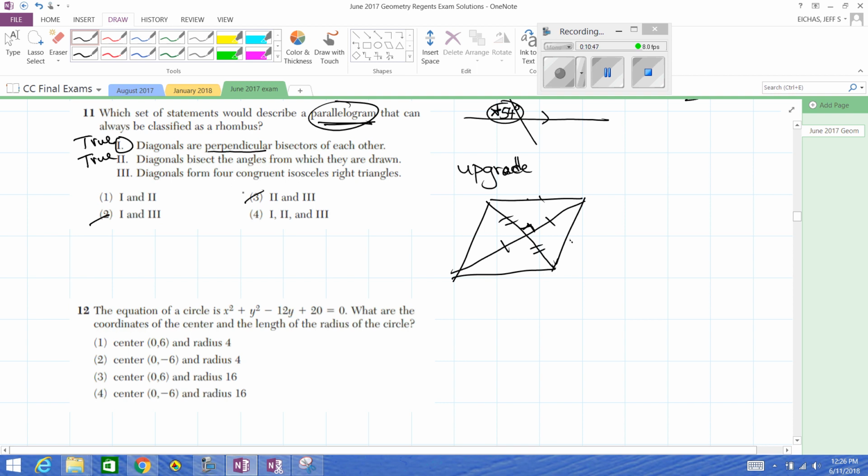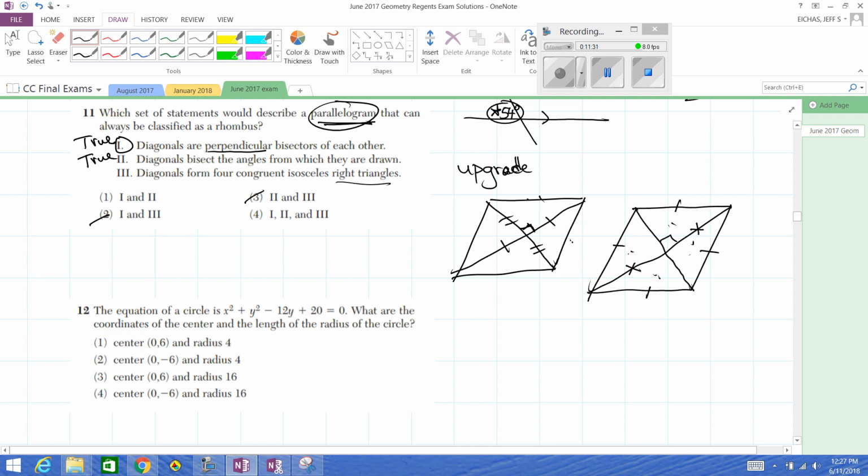Diagonals form 4 congruent isosceles right triangles. Diagonals form 4 congruent triangles is true. That would make it a rhombus. Because of this going on, you get the right angles, those are the same. Yep. So that's definitely 4 congruent triangles that are right triangles. That's true. And they're, wait a minute.